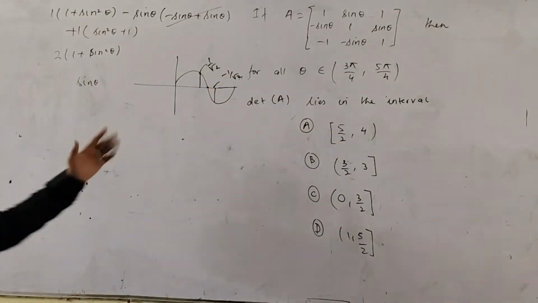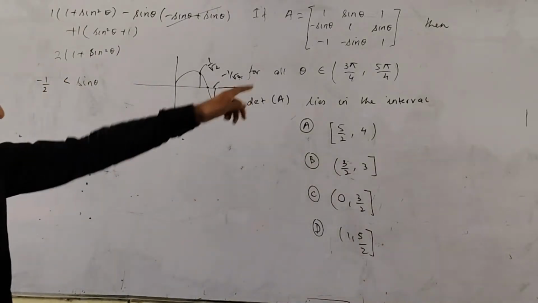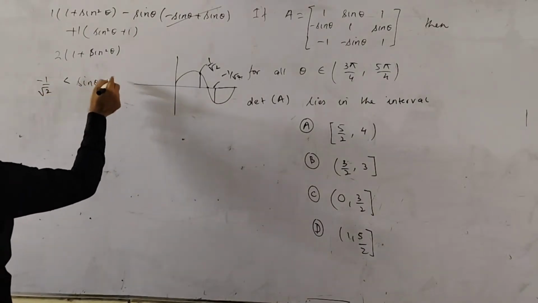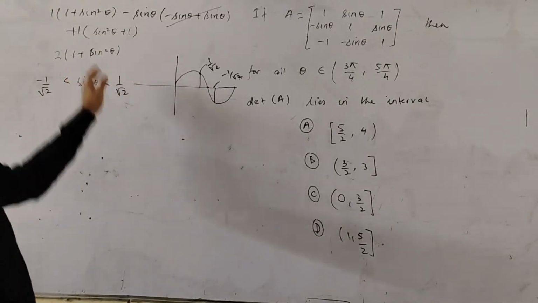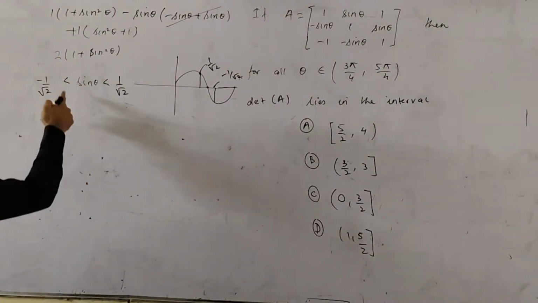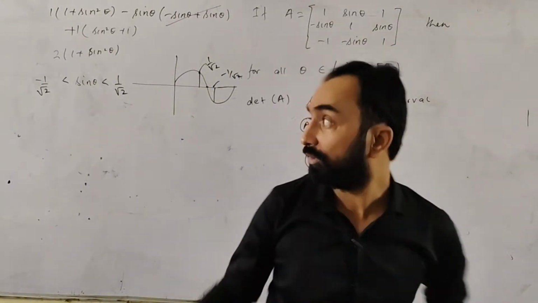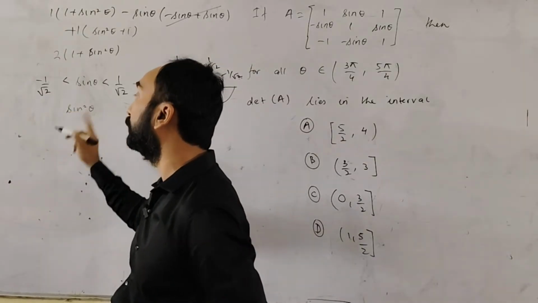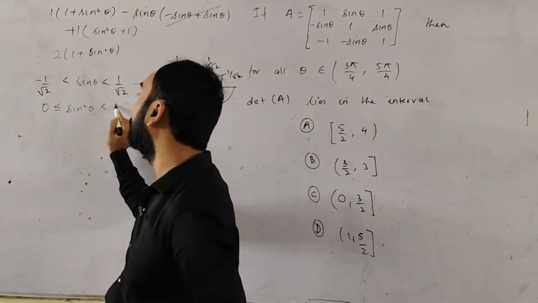So sine theta will basically lie from where to where? It will be greater than, because this is the open interval they have used, minus 1 upon root 2, and this will be less than 1 by root 2, correct? But we don't have to find the value of this. We have to find the value of 2 times of 1 plus sine square theta. So if sine theta is in between minus 1 by root 2 and 1 by root 2, sine square theta will become what? Because the square cannot be negative. So sine square theta, the moment we do sine square theta, it will be greater than or equal to 0 and less than 1 by 2.